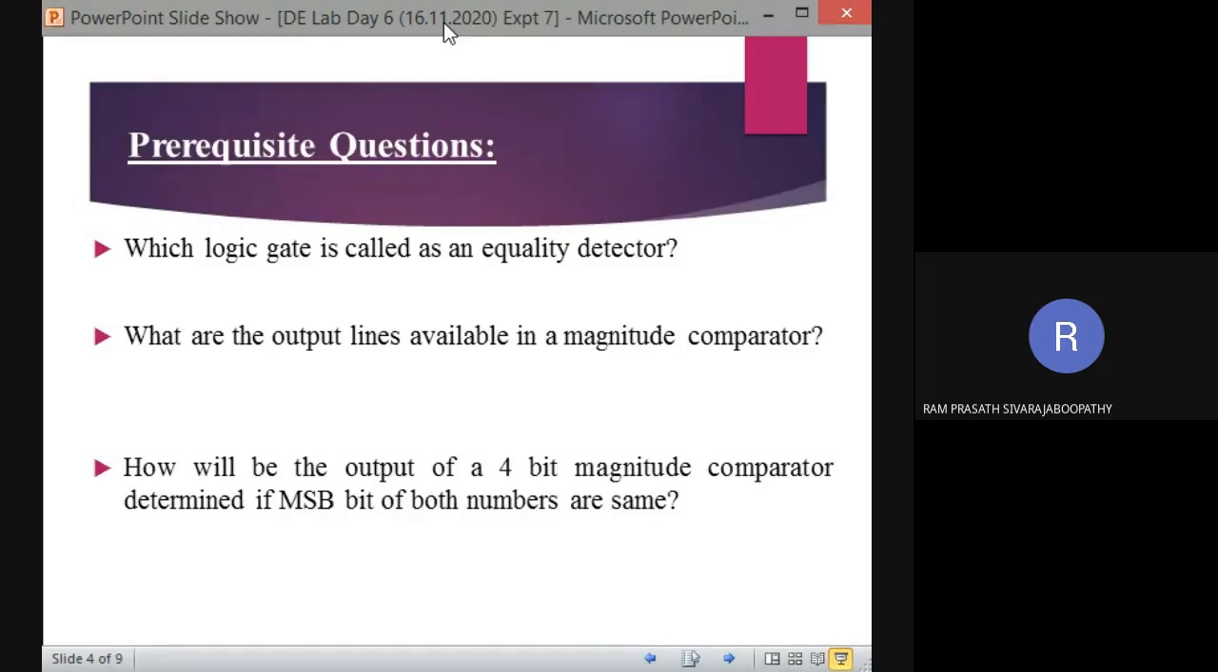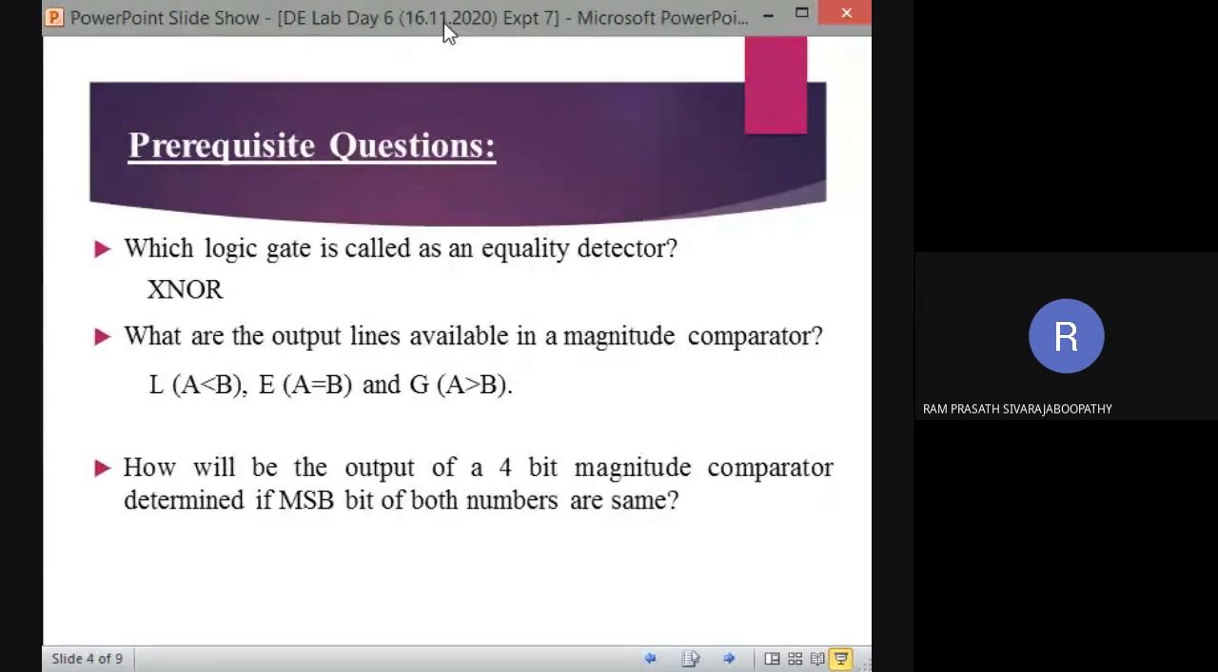XNOR. Very good, Srihari. In the case of AND gate, if both inputs are 1, then output is 1. It won't compare the numbers. Clear? Okay, good, Srihari. So XNOR gate. What are the output lines available in magnitude comparator? கொஞ்ச நேரத்துக்கு முன்னாடி தான் போன ஸ்லைட்ல காமிச்சோம். Yes, greater, equal, lesser. Or we can say lesser, equal, greater. However it may be. Fine.